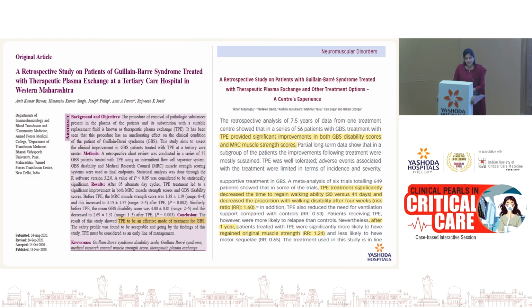So the article on the left is from AFMC, where they have analyzed retrospectively 57 GBS cases, where they have done plasma exchange. Minimum of 3 to 4 plasma exchange per patient was done, or until the patient improved. Not necessarily every patient has to undergo 5 cycles. So they found TPE to be an effective mode of treatment for GBS. The study on the right is also a study from Turkey which analyzed 56 patients with GBS over 7.5 years, also at the same conclusion.